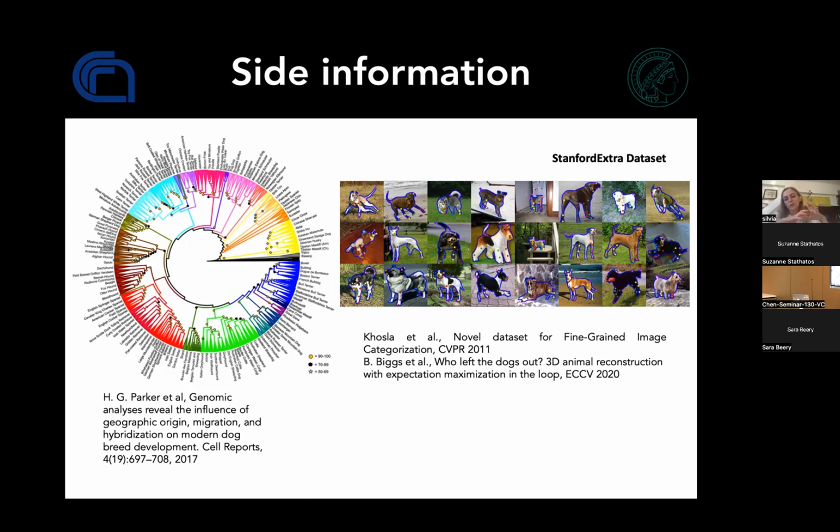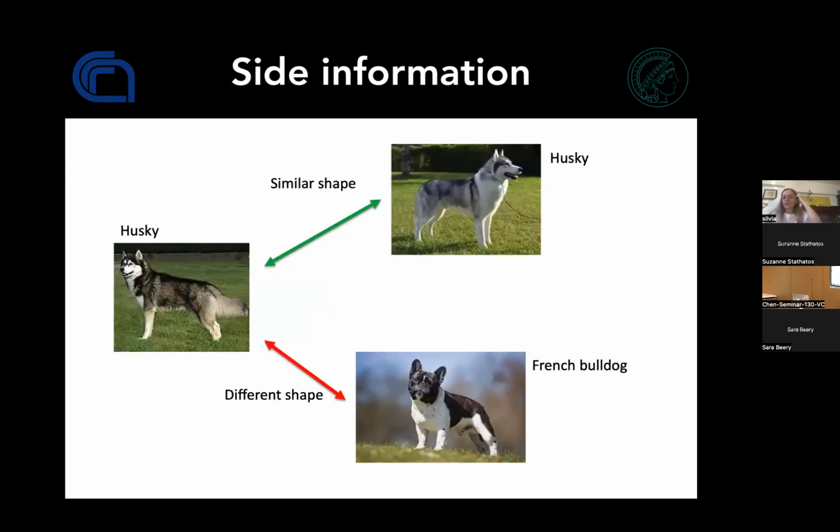And this work has also been possible thanks to the availability of the StanfordExtra dataset. It's a dataset of dog images with breed labels that has been recently annotated for silhouettes and 2D landmarks. So the idea of using the side information in the form of breed labels is that if we have that information, we can say that two pictures of, let's say, two huskies, their shape is more similar than the shape of a husky and a French bulldog.